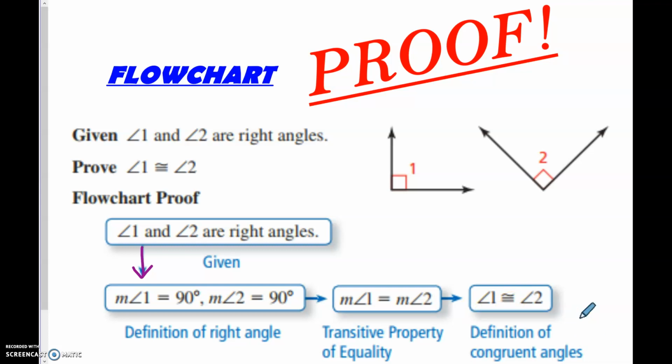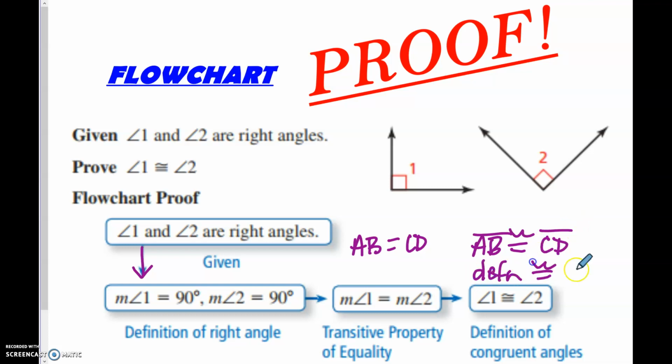And when they do that with segments, so AB is equal to CD, and the next one they say AB is congruent to CD. This would be definition of congruent segments. So they use this in segments and in angles. So this is a flow chart proof using bubbles and arrows and the reason underneath.